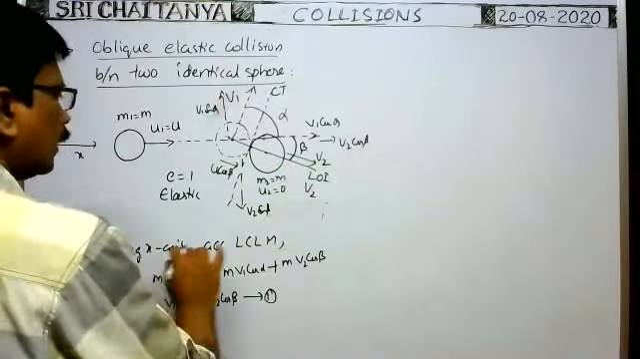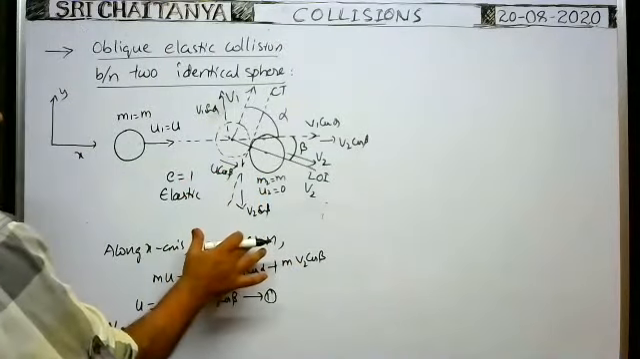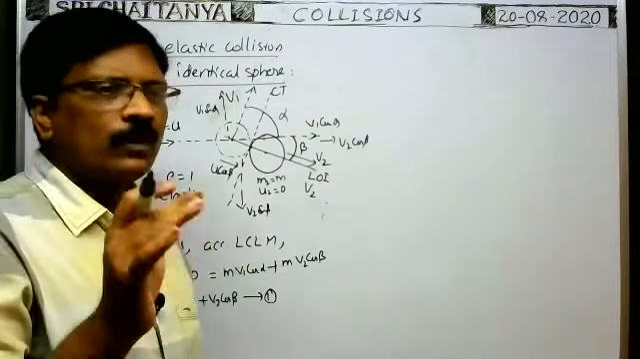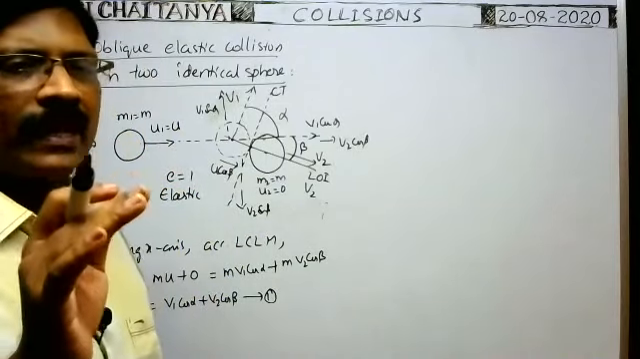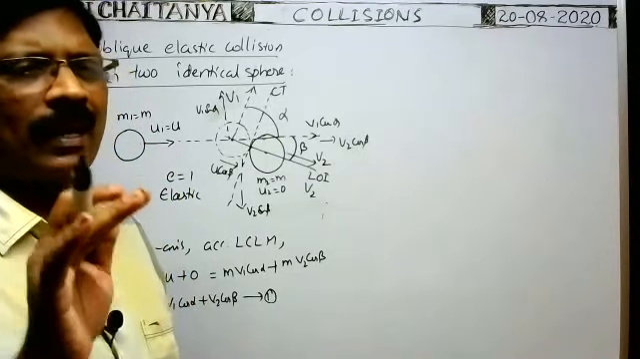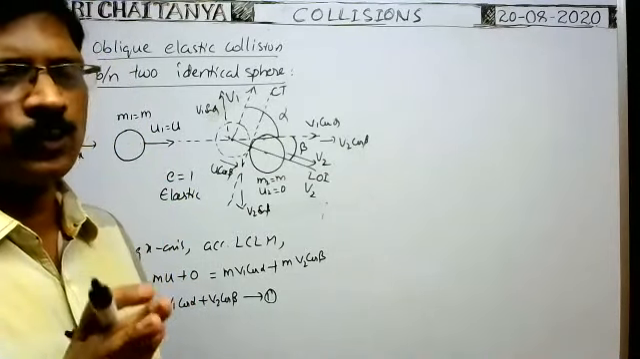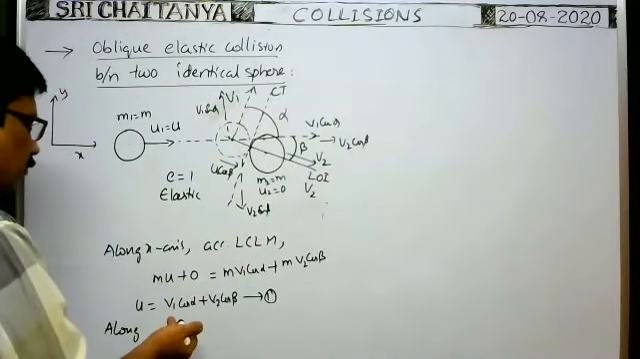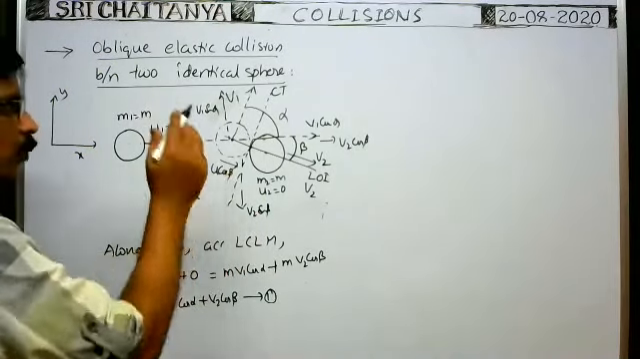Now along the x-axis we apply the law of conservation of linear momentum, because when you consider the system of two spheres, whenever collision takes place, the force acting on one sphere due to the other is an internal force. Internal force does not alter the total momentum of the system of two spheres along any direction. That's why along the x-axis we can apply the law of conservation of linear momentum, and along the y-axis also we can apply.